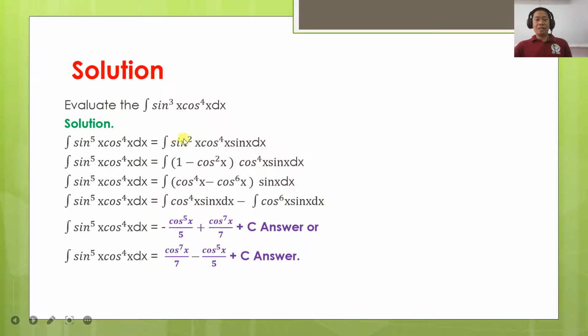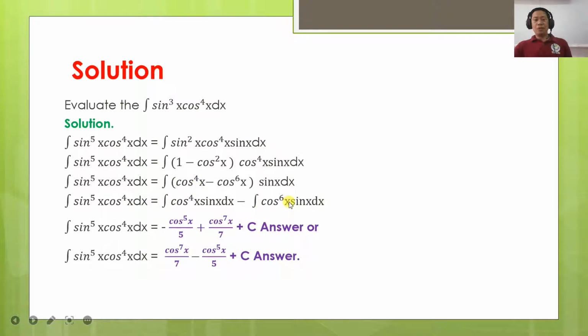So, meron tayong sine squared x. So, therefore, we're going to use trigonometric identities, which is 1 minus cosine squared x times cosine x to the fourth power, sine x dx. Then, itong cosine x to the fourth power, i-distribute lang natin siya dito. So, we have now cosine x to the fourth power minus cosine x to the sixth power times sine x dx. So, again, ang sine x dx, ang pinaka-purpose niyan is yung derivative. At remember, ito po is c. So, magpapalit po tayo ng sign.